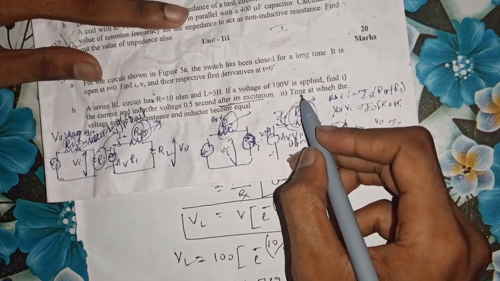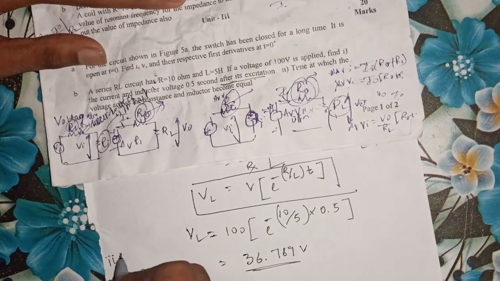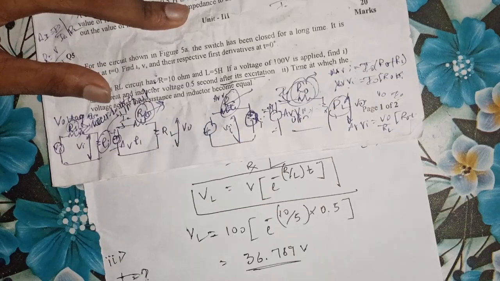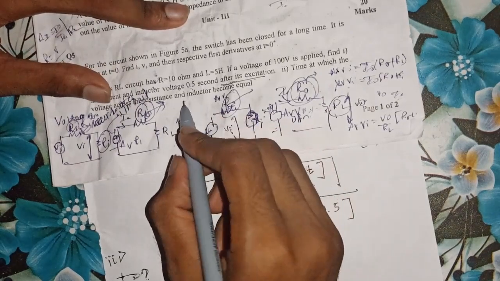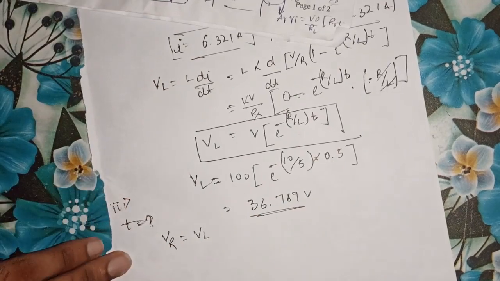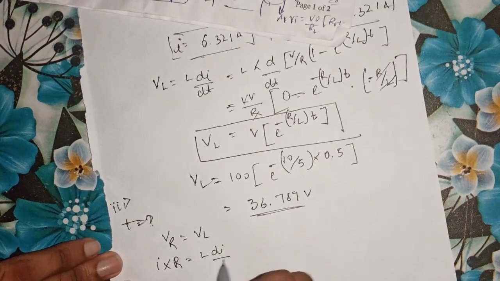Another question is the time at which the voltage across resistance becomes equal to the voltage across the inductor, that is V_L. So the third case is you have to calculate the value of time where the voltage across resistance becomes equal to that of the inductor. The voltage across resistance is given by the formula I into R. Similarly, it is L into di by dt.